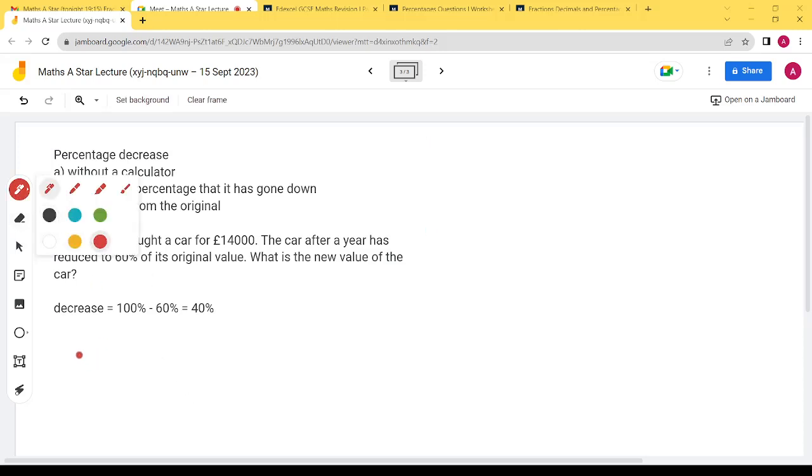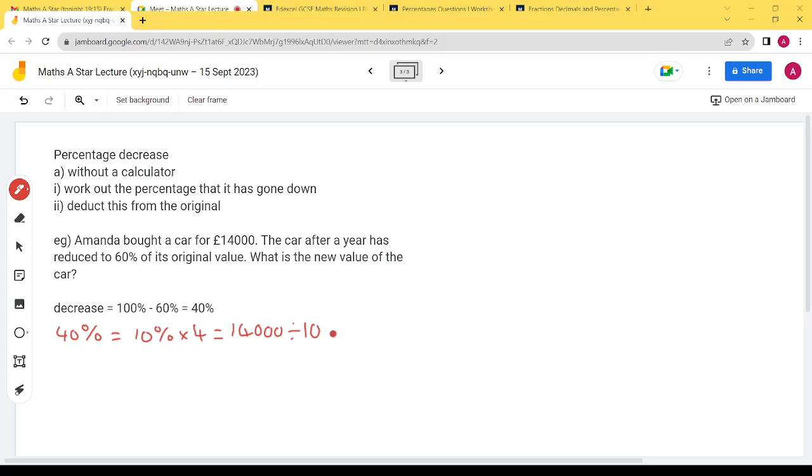And so 40% equals 10% times 4. So 14,000 divided by 10 gives us 1400, times 4, which you might want to write out if you were doing this. It's going to give us 5,600, but I wouldn't expect you to do that in your head. You could write it out as a long multiplication if you wanted. So this is 5,600.